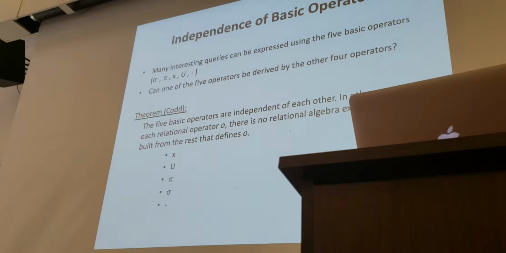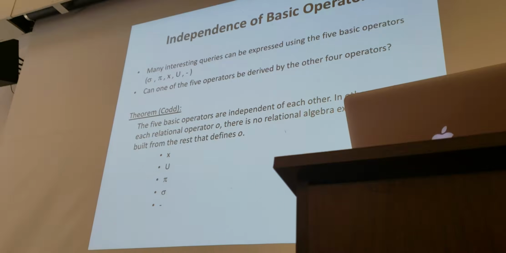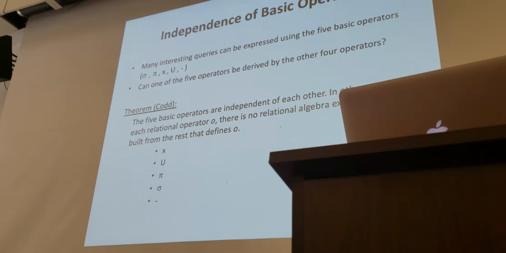Independence. There are lots of things you can express. Can one of the five be derived from the others? And the answer is no. And now I'm going to quickly go through a hand-waving example. This can be made rigorous, and the proof was done a long time ago. They started doing this stuff back in 1970 plus or minus one. And the statement is, these five operators are independent of each other.